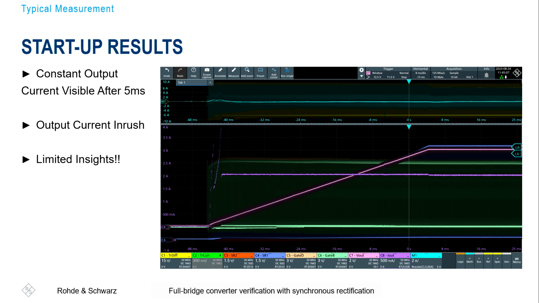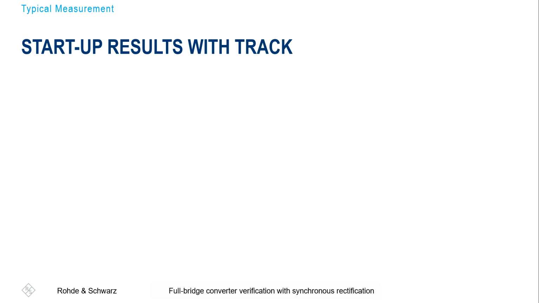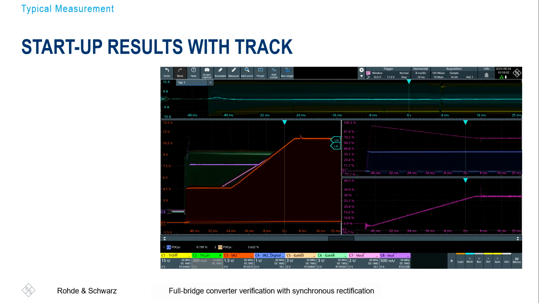Especially when you want to see the PWM information, I would recommend to measure the duty cycle by cycle. And then you can define a track function, which shows you the duty cycle variation over a longer time. And this is exactly what I did here in this result.